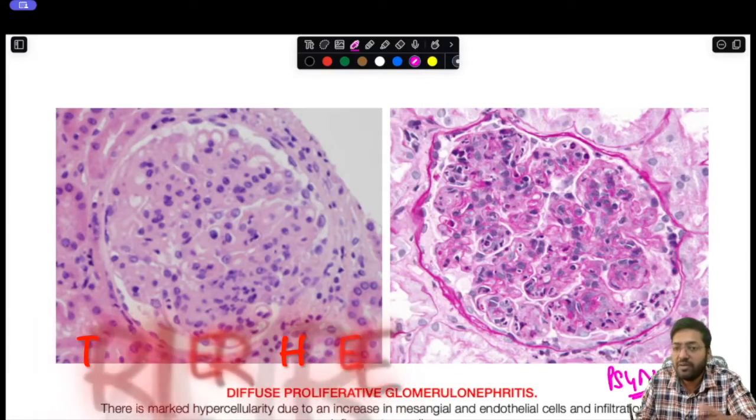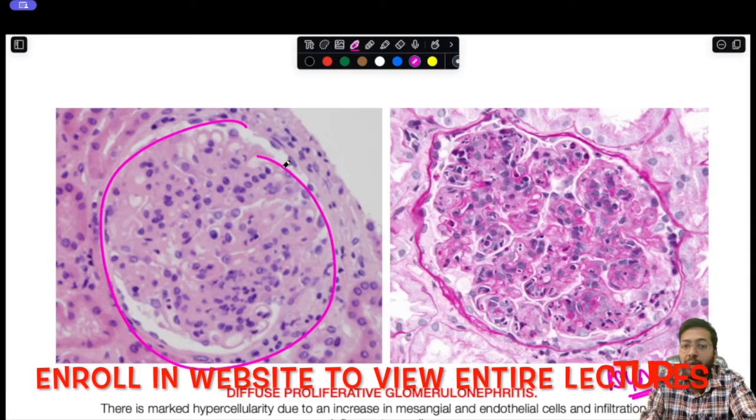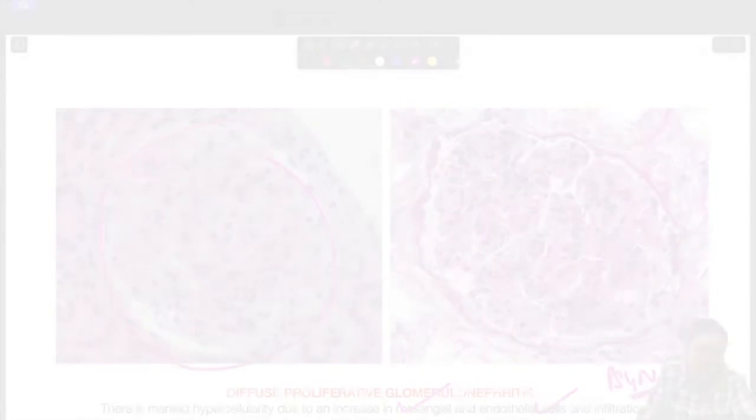Diffuse proliferative glomerulonephritis. So you can see over here there is increased, marked hypercellularity, there is an increase in the number of mesangial as well as endothelial cells, and lots of inflammatory cells we can see. This is a neutrophil.